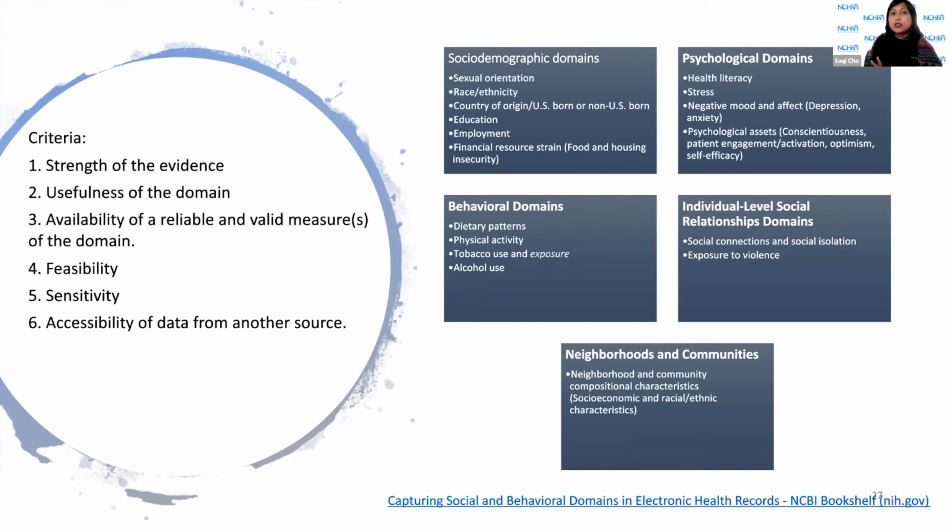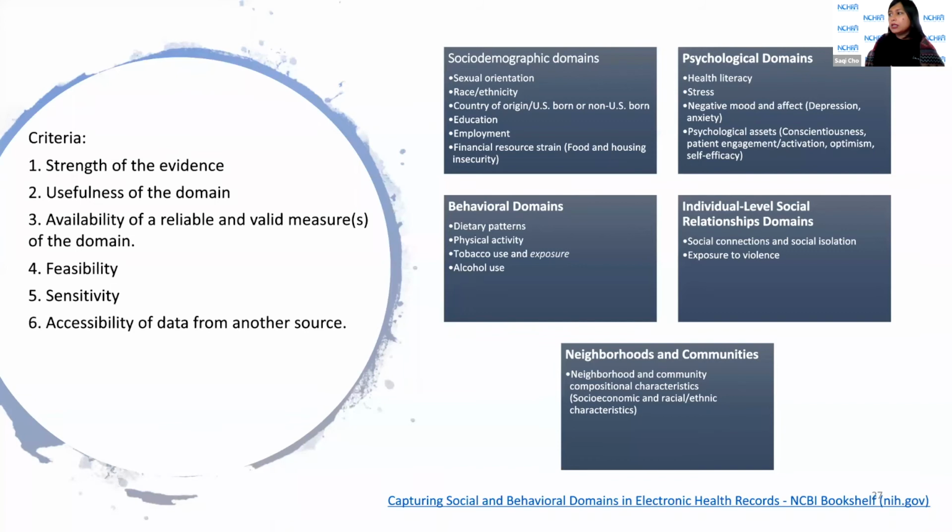So here are the major domains that were identified. Socio-demographic domains such as sexual orientation, race, ethnicity, country of origin, education, employment, financial resource strain, and that refers to food and housing insecurity. Psychological domains: health literacy, stress, negative mood and affect, psychological assets. Behavioral domains: dietary patterns, physical activity, tobacco use and exposure, and alcohol use. And individual level social relationship domains: social connectedness and social isolation, exposure to violence, and then neighborhoods and communities.